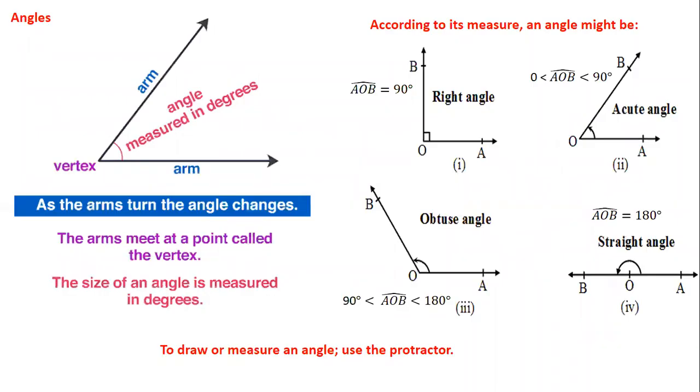Now, if I'm talking about angles, an angle is what we get when we draw two rays. This is the first ray, we call it an arm. This is the second ray, also we call it an arm. Where they intersect, they form an angle in between, and the point of intersection is called the vertex of the angle. So in any angle, we have two arms or two sides, we have a vertex, and the angle is formed in between here.